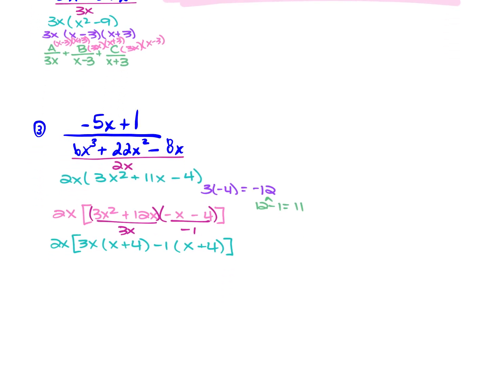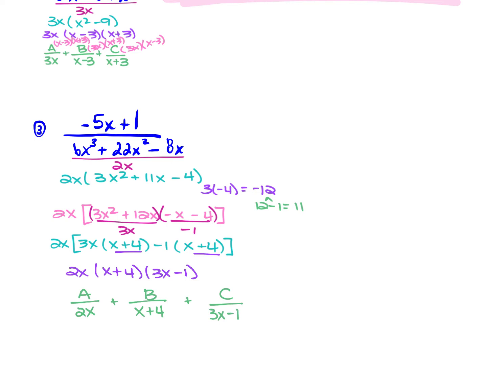So this ends up giving us, since we have the same parentheses, 2x times x plus 4 times 3x minus 1. How many parts do you have now that involve an x when that denominator is factored? 3. So that's going to give you a over 2x plus b over x plus 4 plus c over 3x minus 1.